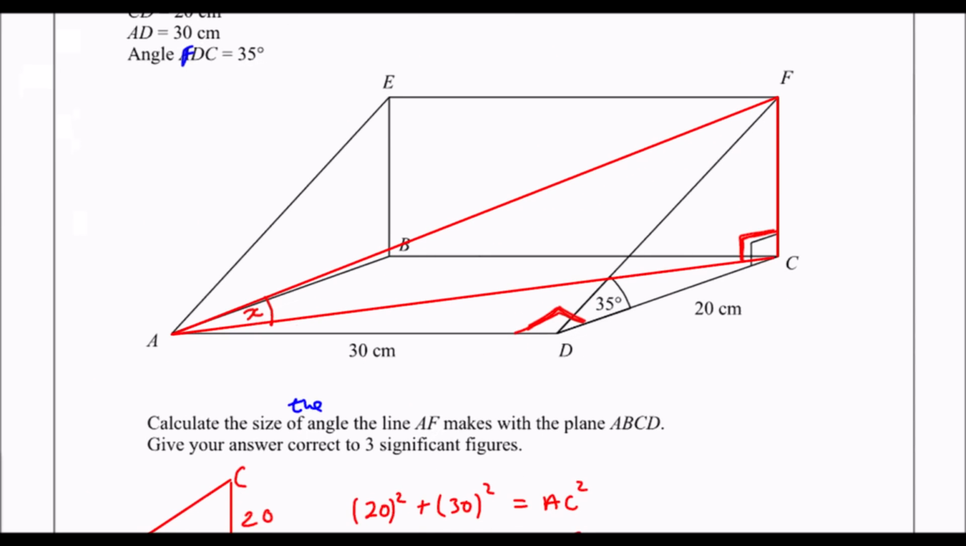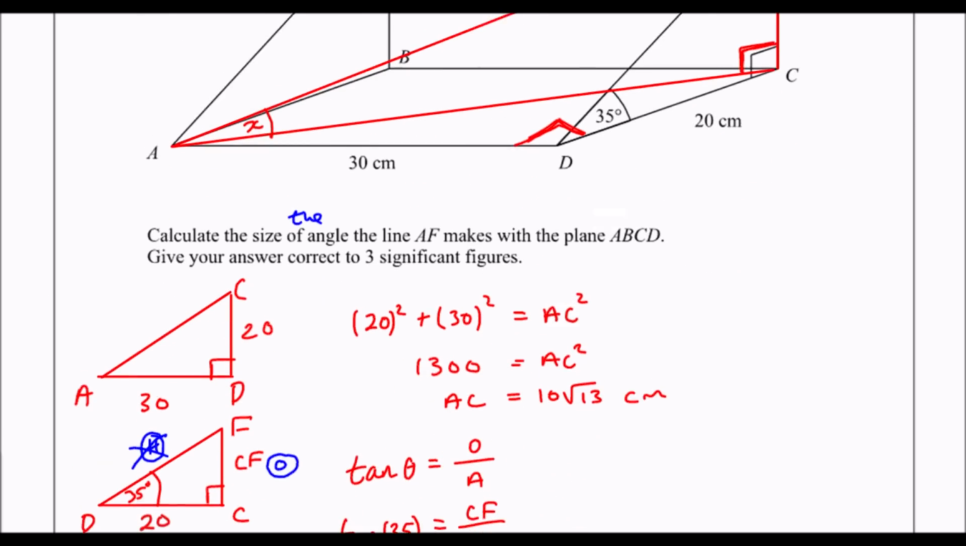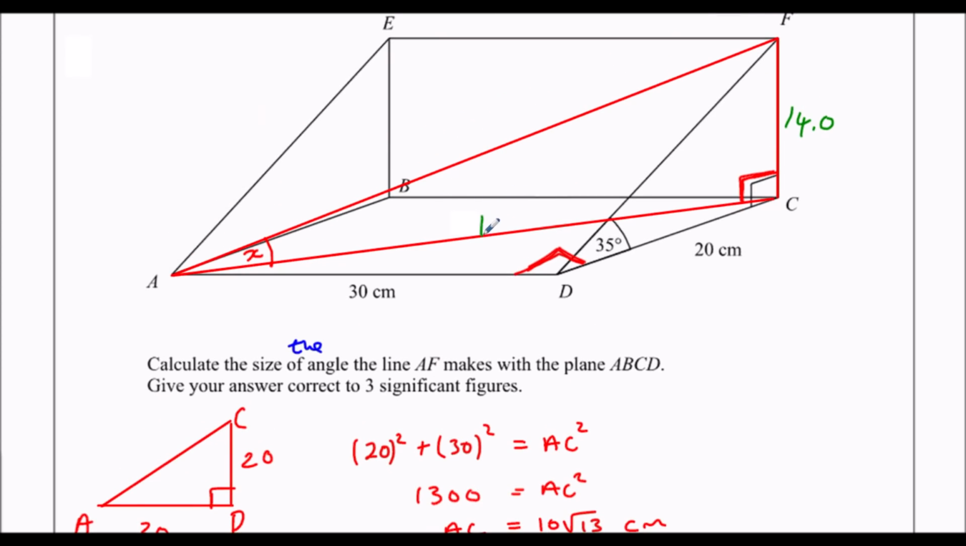So now we know C to F is 14.0. We know A to C is 10 root 13. So now we can find X. We've got two lengths and we're finding an angle. Again, it's a SOHCAHTOA question. So Pythagoras is when we've got two lengths and we're finding the other one. And SOHCAHTOA is either two lengths finding an angle, or an angle and a length finding the other length.